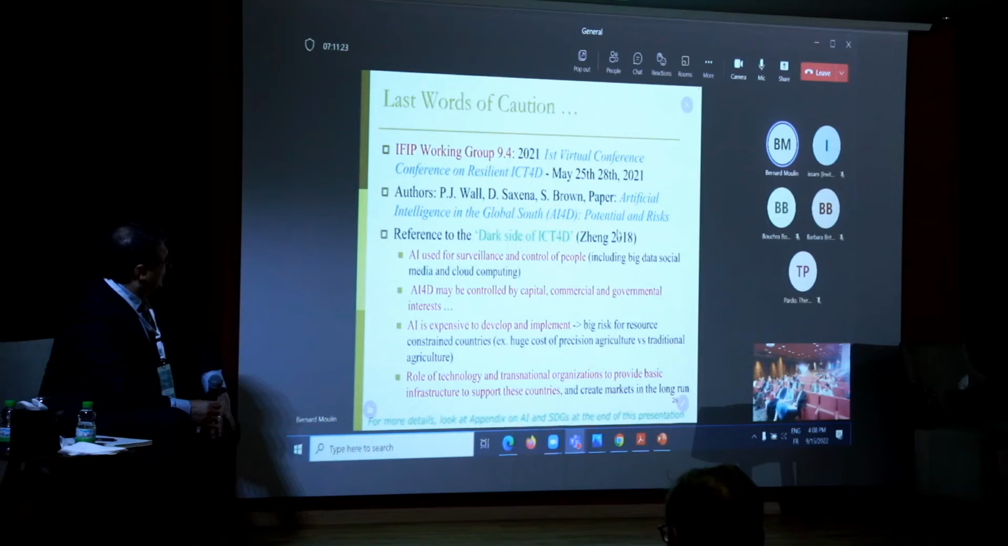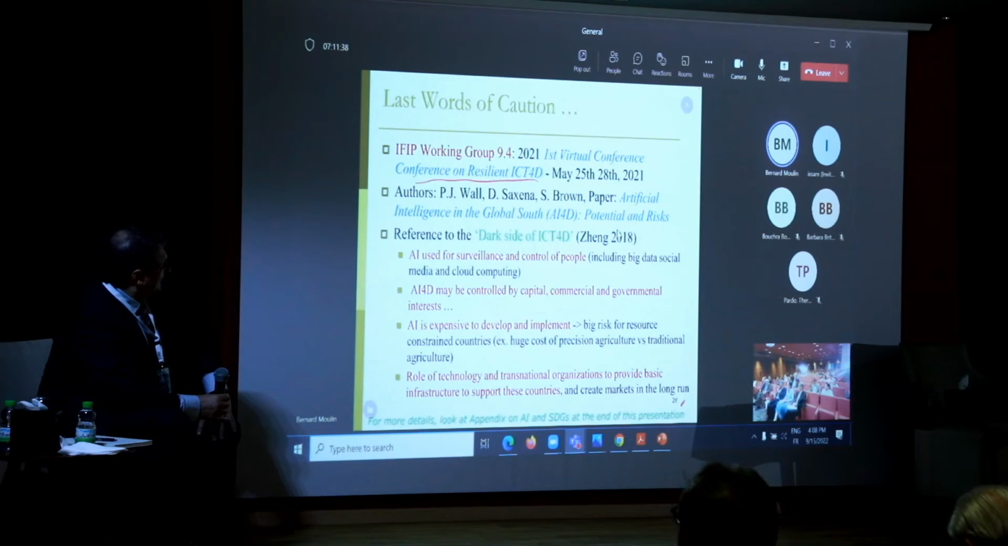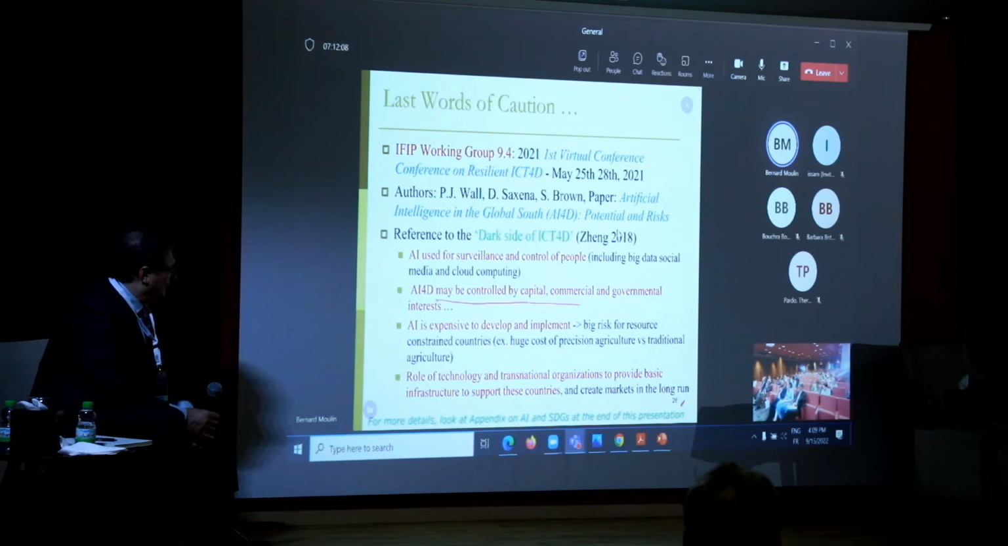Now, last words of caution. I mentioned here a very recent conference from an IFIP, International Federation for Information Processing, Working Group, on virtual conference on resilient ICT4D, and for the Global South. I just propose you to look at that conference, but they mention another work which speaks about the dark side of the ICT4D. AI used for surveillance and control of people, it's not just science fiction, it's happening in several countries. ICT4D may be controlled by capital, commercial, and governmental interests. It's real. It's real in our countries here, in North America, in Europe, and everywhere.